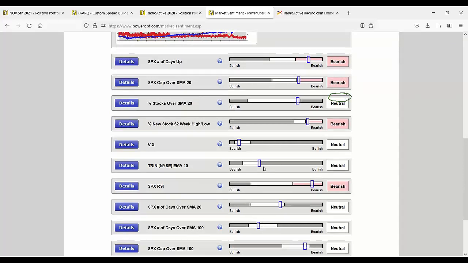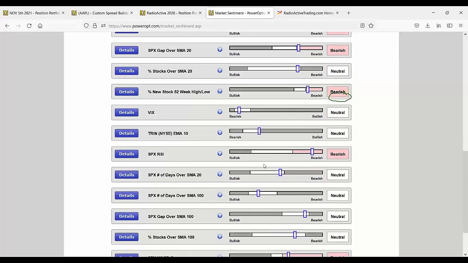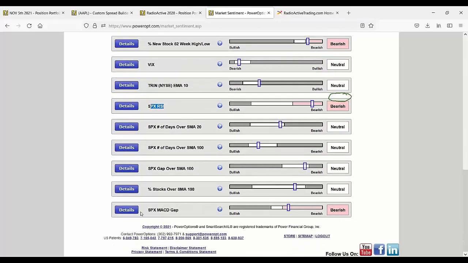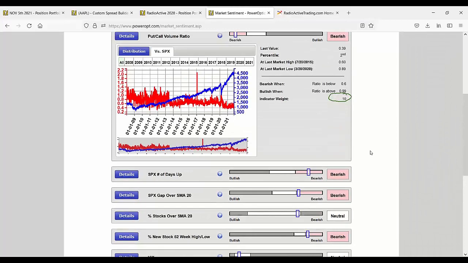That's pretty good. TRIN was actually bullish yesterday. It moved back into neutral. The RSI has gone into bearish mode. And our last one is the MACD gap. The gap of the MACD of the SPX broad market indicator has gone bearish.